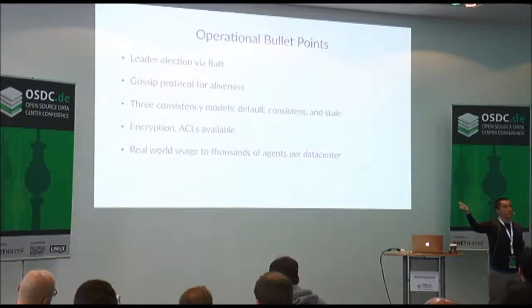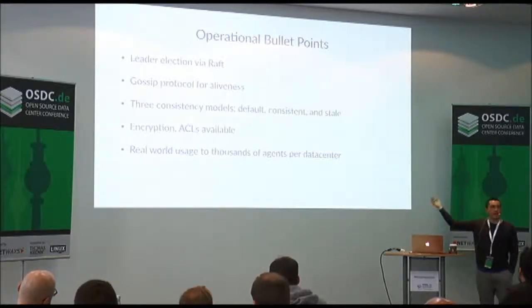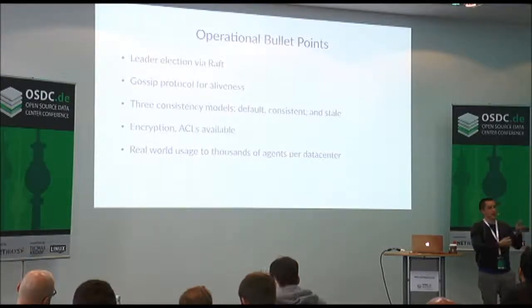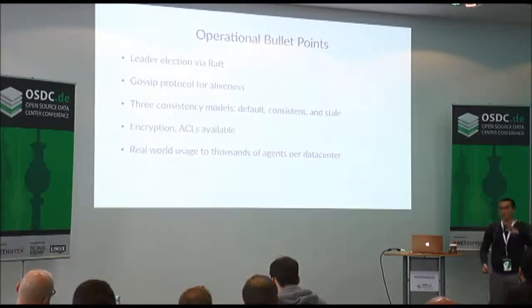So Consul servers do leader election via Raft, but you run an agent on every machine if you want. The agent's optional, but highly recommended. It's how it does failure detection on a single node scalably. But Consul servers, you run like 3, 5, or 7, and they do leader election.